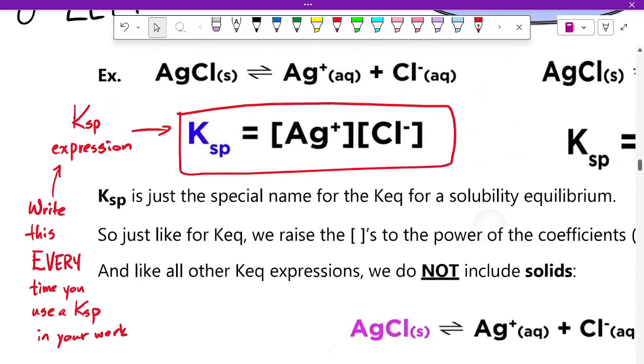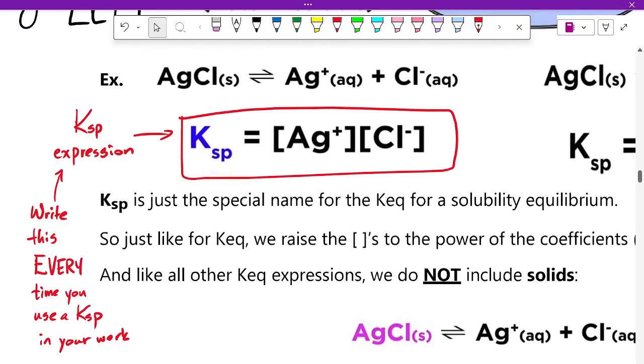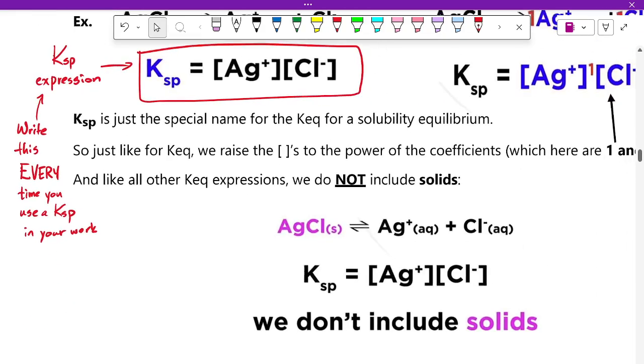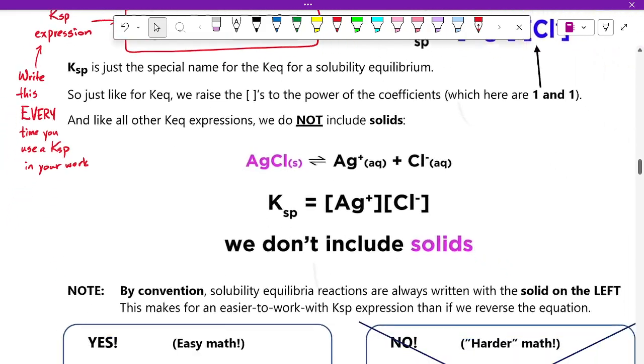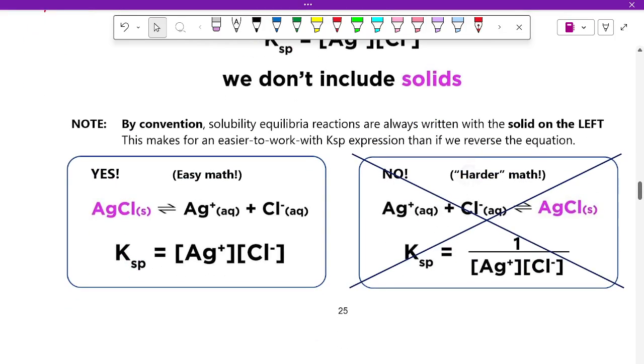We raise them to the powers. Here we have no coefficients, so it's just raised to the power of 1. And just like all other equilibrium expressions, we do not include solids. So there we go. Oh, and here we see easy math, hard math. Well, not hard math, but harder math.